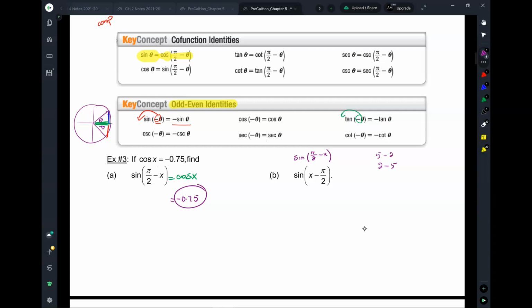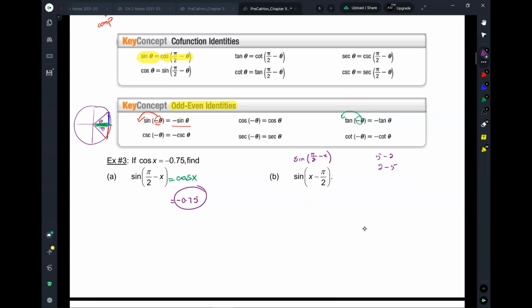So this is sine of a negative angle. What happens when you have sine of a negative angle? The negative comes out. So this is like sine of negative pi over 2 minus x, and that negative comes out. So this will be negative negative 0.75. That's positive 0.75. Okay?